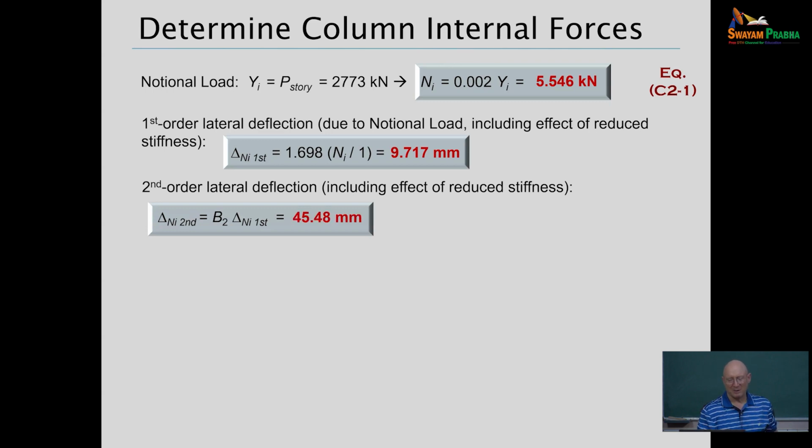But for design, if we're checking second order drift, we need to hit that with our amplifier B2. And so, okay, this frame is drifting by 45.48 millimeters under this factored gravity loading. Again, remember when we're doing strength factored loads, these are loads that we hope the structure will never see. But we design for those loads because we are required to have sufficient strength.